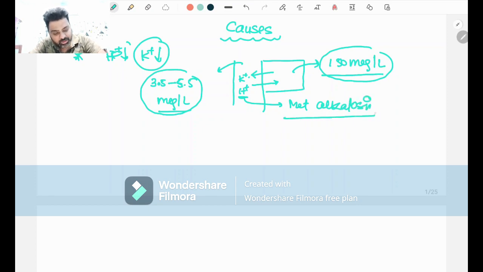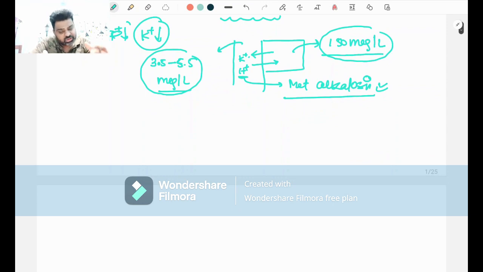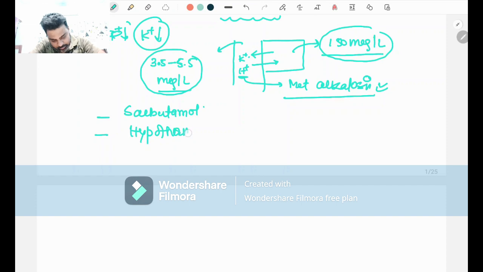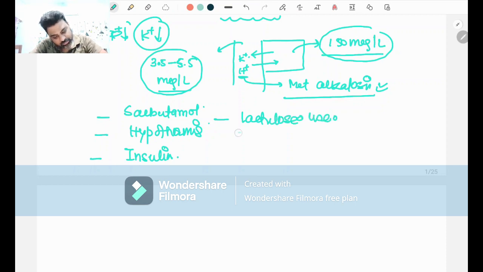Therefore, the cause of metabolic alkalosis in hypokalemia is intracellular shift of the H plus. So all those things which cause hypokalemia, like salbutamol, hypothermia, insulin, lactulose use, and other conditions which cause hypokalemia, can lead to metabolic alkalosis.